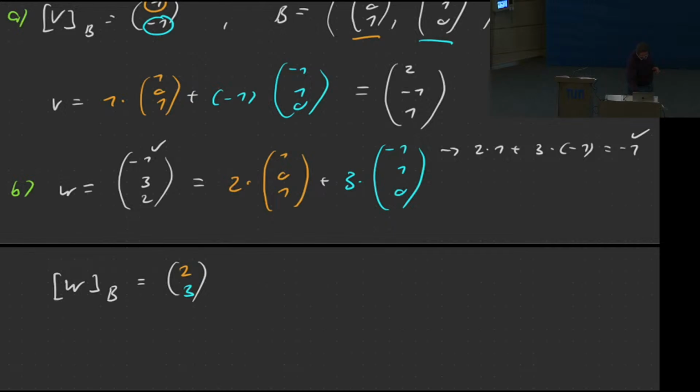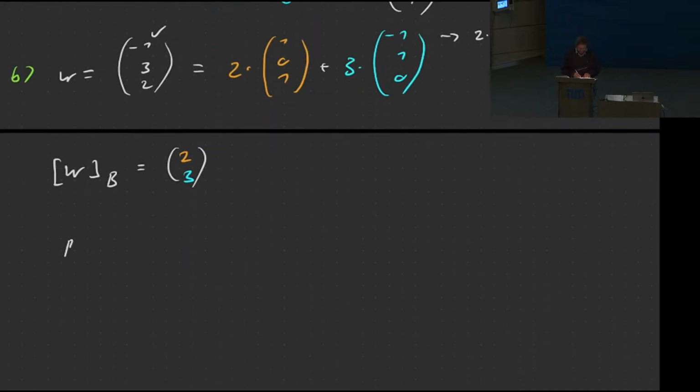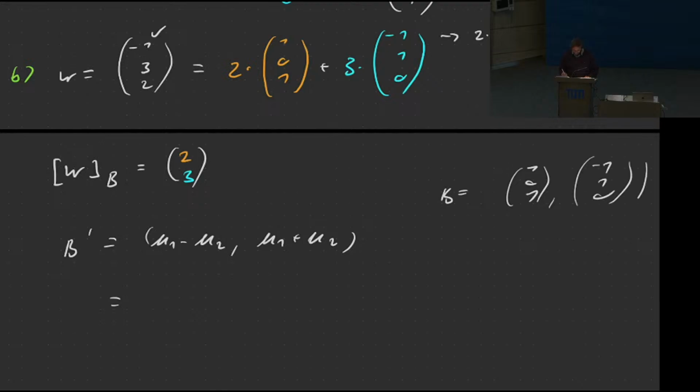And finally, let's put it all together in part C of that problem. So here we have another coordinate system, B prime. Let me just write that down. So B prime is given as U1 minus U2 and U1 plus U2. So if you write down the actual vectors here, remember B was 1, 0, 1. That first vector was called U1, and -1, 1, 0. That second vector was called U2.